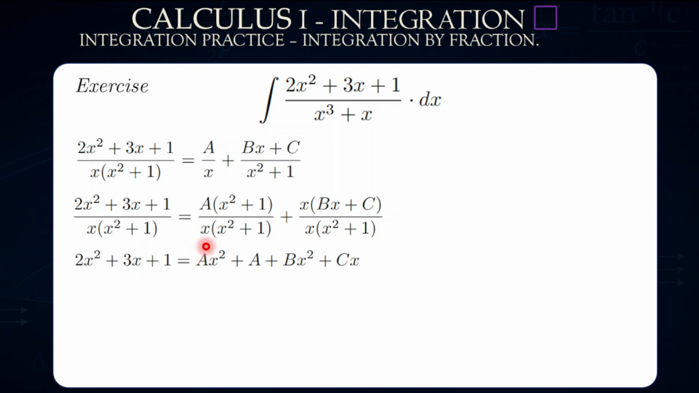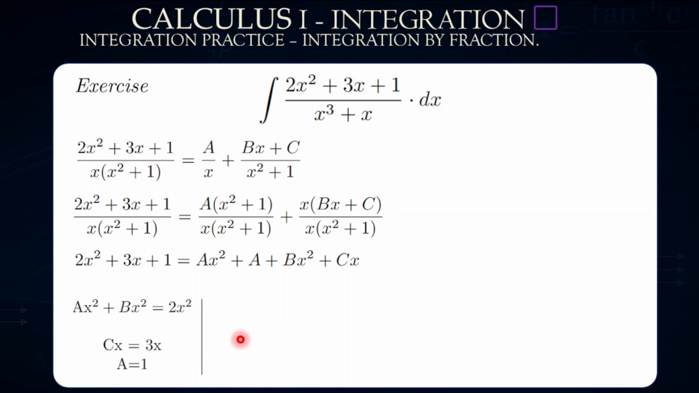Now, so you get, okay, forget about the denominator, it factors out, it is the same for all. You have 2x2 plus 3x plus 1 is equal to ax2 plus a plus bx2 plus cx, correct? Right, so all that is multiplied by x2 is equal to 2x2, correct? This is how it works. Now, everything that is multiplied by x is equal to 3x. And finally, everything that is a constant is equal to 1. This is the constant part of the equation.